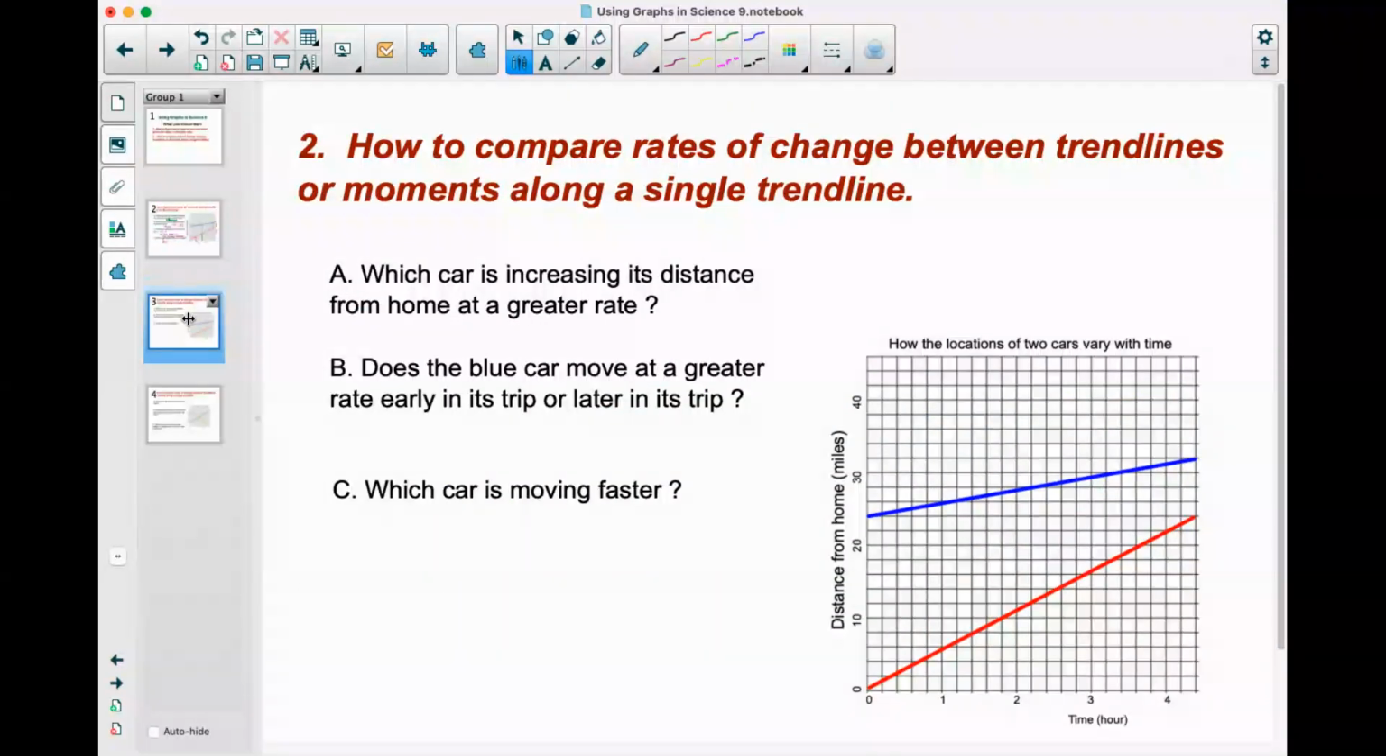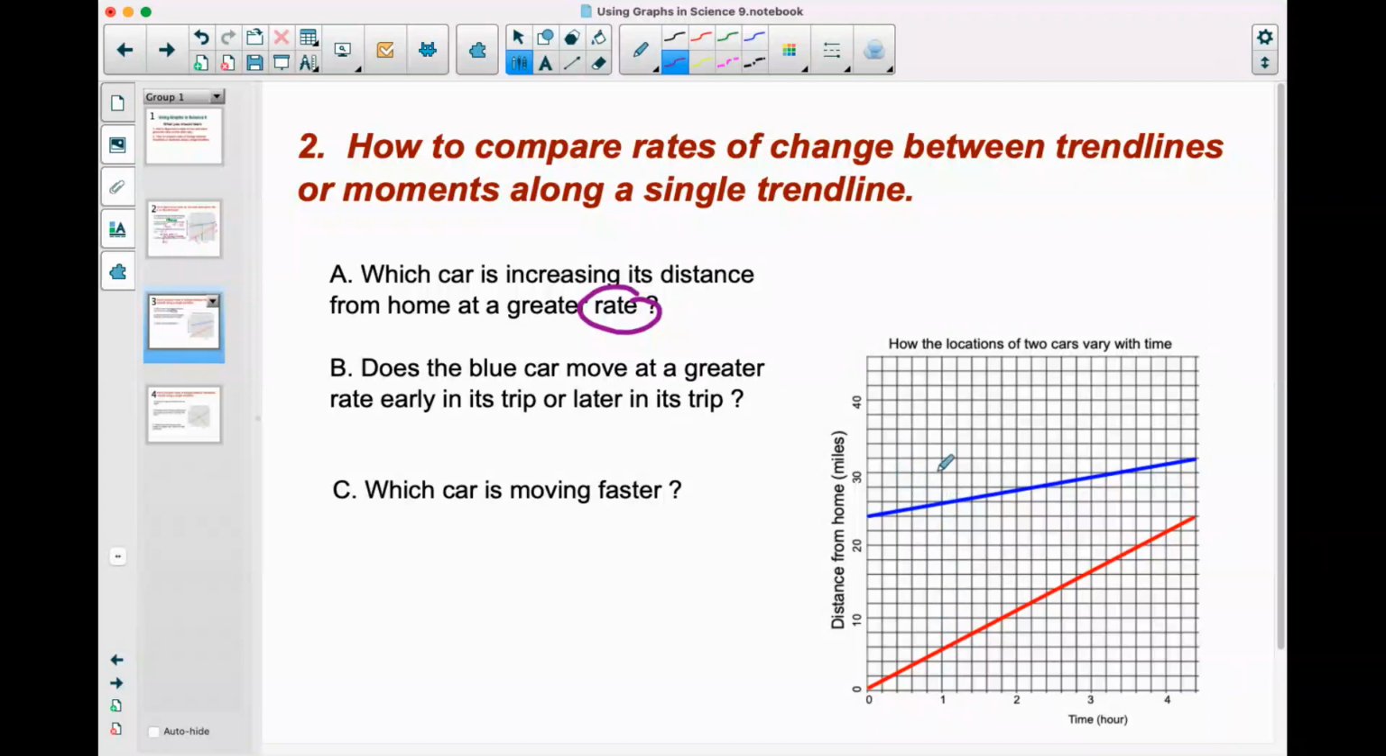All right. Now we're going to look at the second skill, which is how to compare rates of change between trend lines or moments along a single trend line. So, first question is, which car is increasing its distance from home at a greater rate? Now, this word rate can be taken a lot of different ways, but really has only one meaning in the context of these graphs. What rate means is how much does one thing change when another thing changes? And so let's compare a couple of things here.